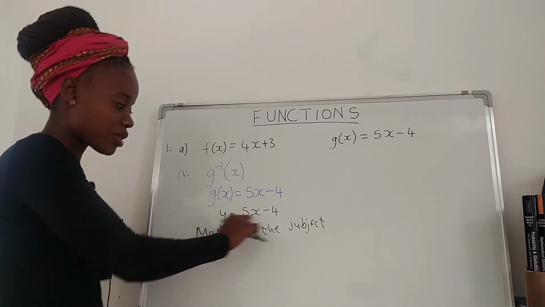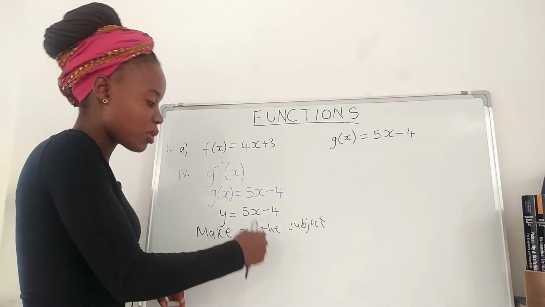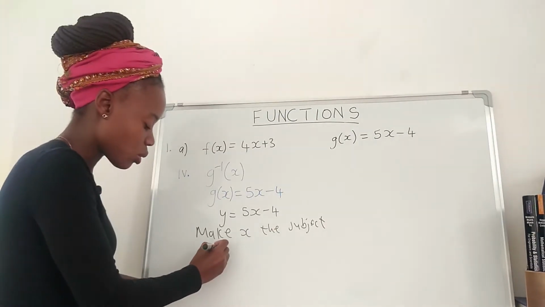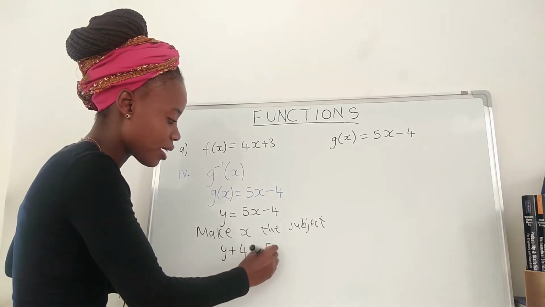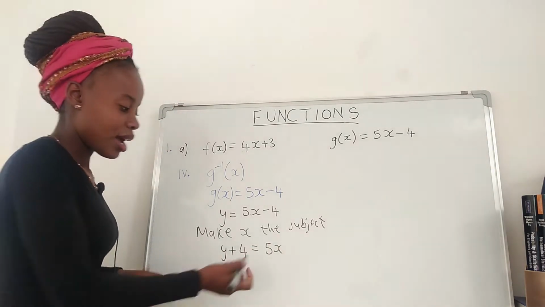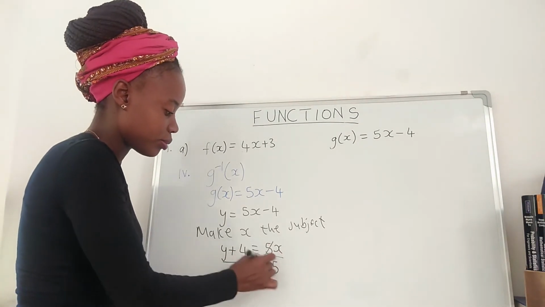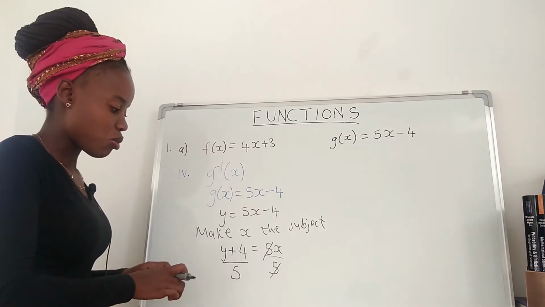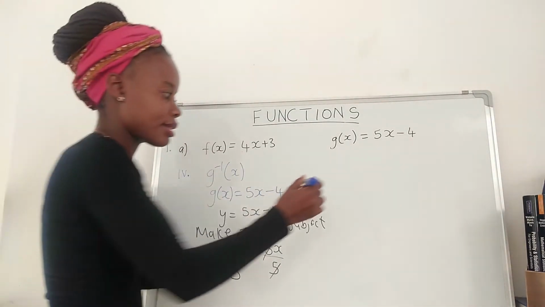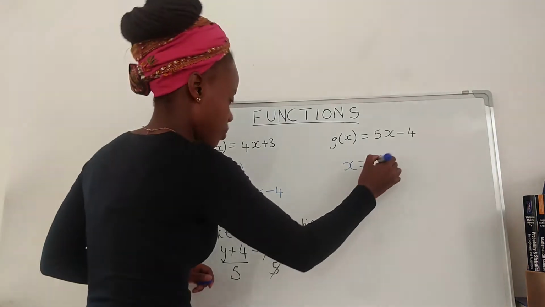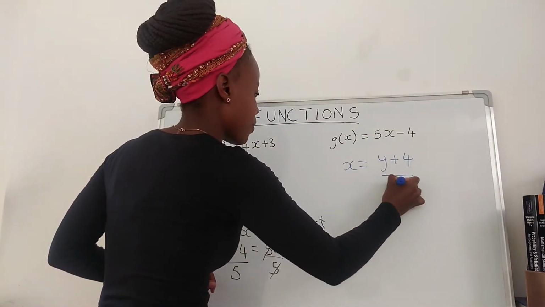So, when you have something like this, we're going to take negative 4 to the other side. When it comes to this side, it's going to be positive. So, we're going to have y plus 4 equals 5x. Right? After that, we divide by 5 both sides. Our x is going to be y plus 4 over 5.